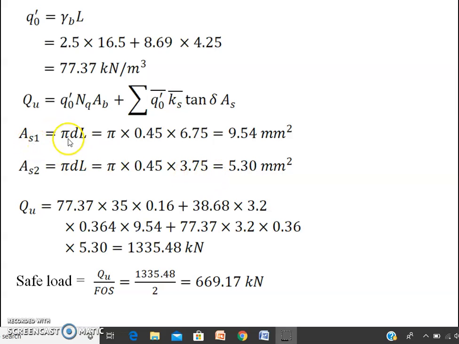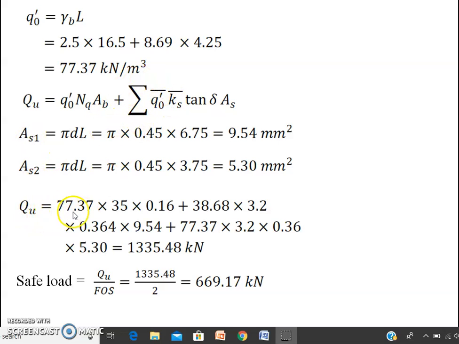So AS1 equals pi into D into L, which equals pi into 0.45 into 6.75. It worked out to be 9.54 meter square for the first half where the linear distribution was there. AS2 equals pi into D into L, which equals pi into 0.45 into 3.75, the remaining depth, which equals 5.30 meter square. I will substitute these values individually in this equation.